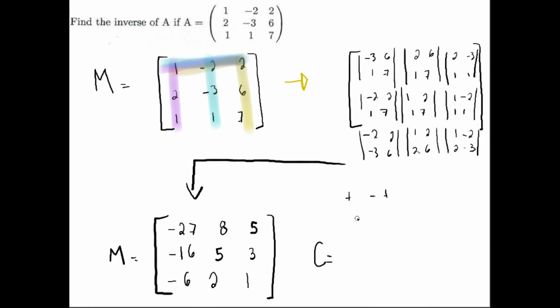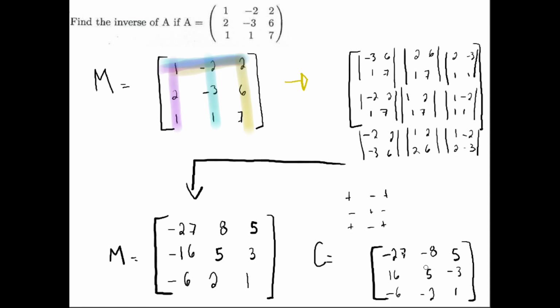Okay, to find my matrix of cofactors, which is next, I'm going to apply the following pattern. So plus, minus, plus, minus, plus, minus, plus, minus, plus. Positive times negative is still negative. Negative times positive is negative, so negative 8. 5 times positive 1 is still 5. Negative 1 times negative 16 is 16. Positive 1 times 5 is still 5. Negative 1 times 3 is negative 3. Positive 1 times negative 6 is negative 6. Negative 1 times 2 is negative 2. 1 times 1 is still 1.